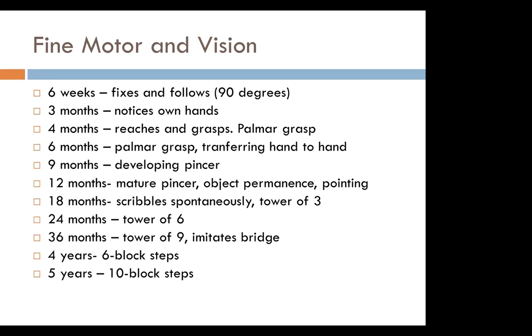The list is here. So 6 weeks, follows. 3 months, notices own hands. 3 to 4 months, basically. 4-month reaches and grasp, usually there's a palmar grasp there. 6-month palmar grasp, they transfer hand to hand a bit later, about 7 months. 9 months, they have a pincer. 12 months, they have mature pincer.